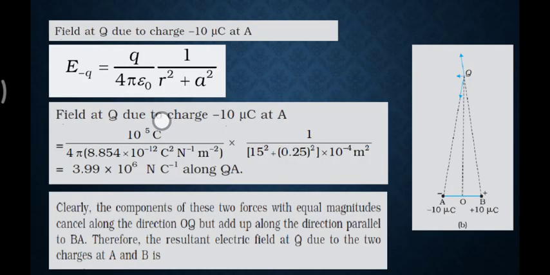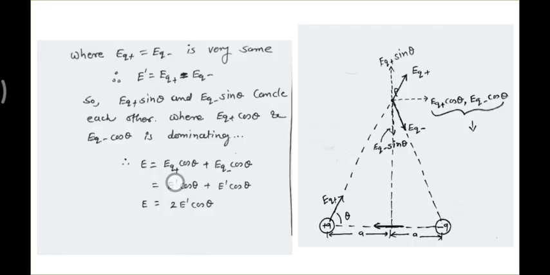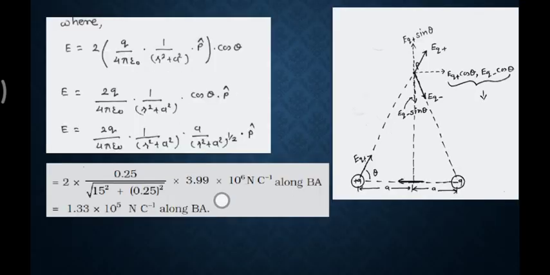So 2q by 4 pi epsilon 0 (r square plus a square). See, this is all we find: q upon r, 1 upon 4 pi epsilon 0, r square plus a square. This whole number we already get, as 3.99 times 10 to the power 6. What is left is this: a is 0.25, so r square plus a square is raised to 1 by 2, that is, under root of it.